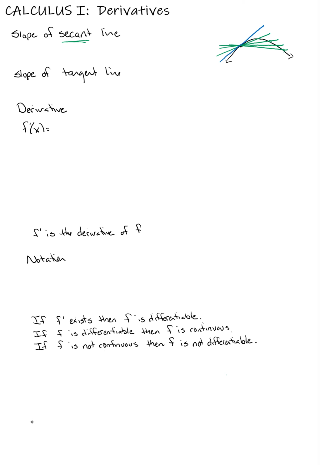To find the slope of a secant line is just like to find the slope of a line. We often call that m, if you remember. This is f of x minus f of a over x minus a. You could also think of this as y2 minus y1 over x2 minus x1, where my y2 is f of x, and my y1 is f of a, and my x2 is just x, and my x1 is just a. So it should look somewhat familiar.